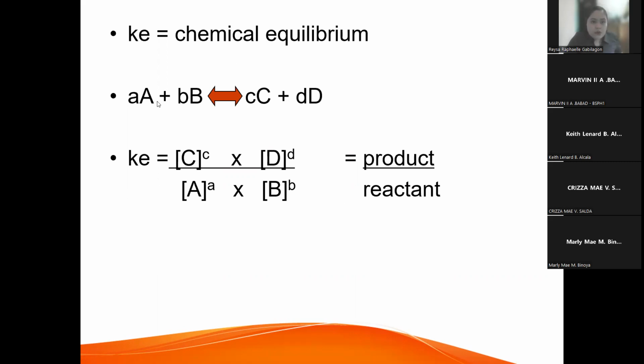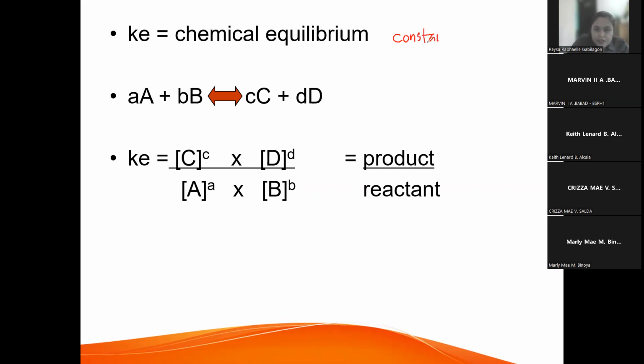Sige. So, ito yung example chemical reaction natin. AA plus BB equals CC plus DD. Okay? Now, paano ma-compute yung chemical equilibrium constant? Constant ang tawag natin dito.